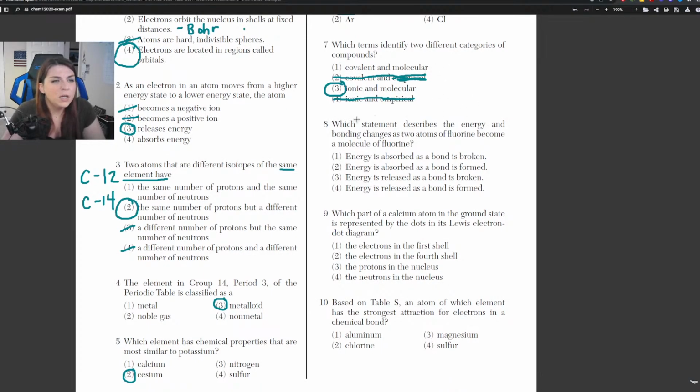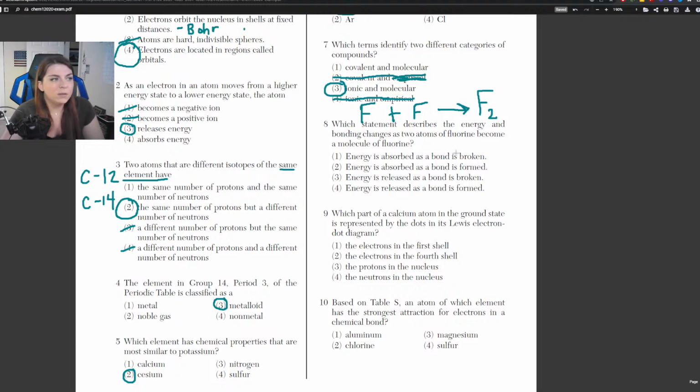Okay, question 8. Which statement describes the energy and bonding changes as 2 atoms of fluorine become a molecule of fluorine? If I were taking this test, I would write this equation so that I could see it and get a feel for what was going on. 2 atoms of fluorine are going to bond and form a fluorine molecule, so that it would be F2. Molecule means that they're bonded.